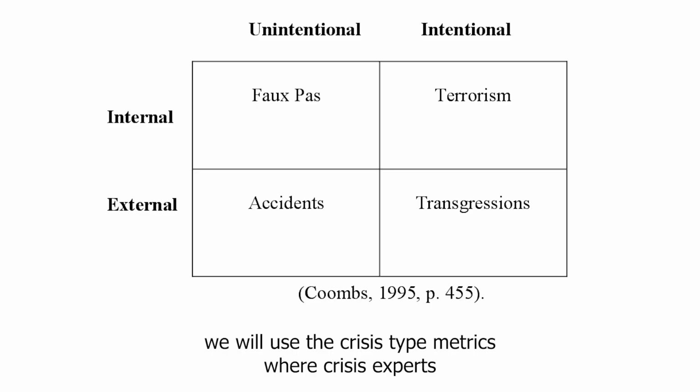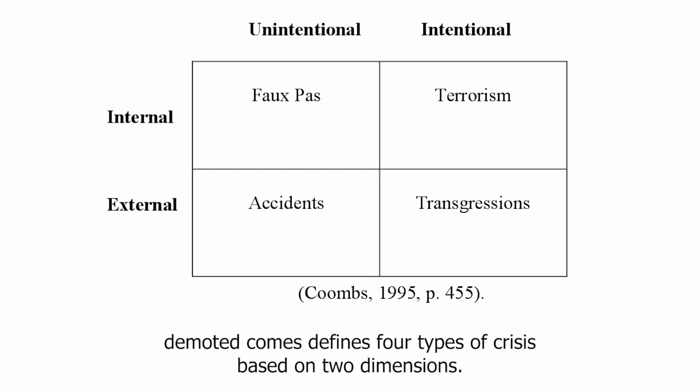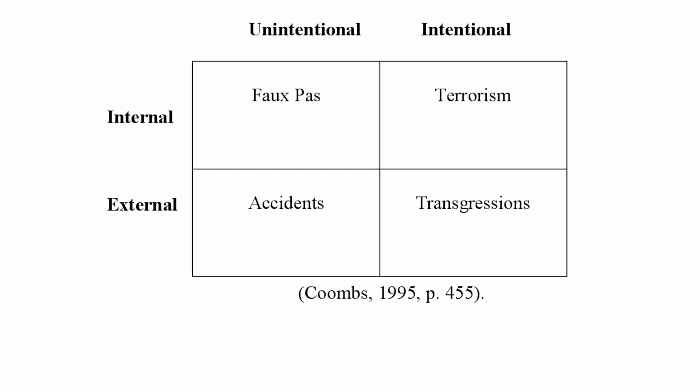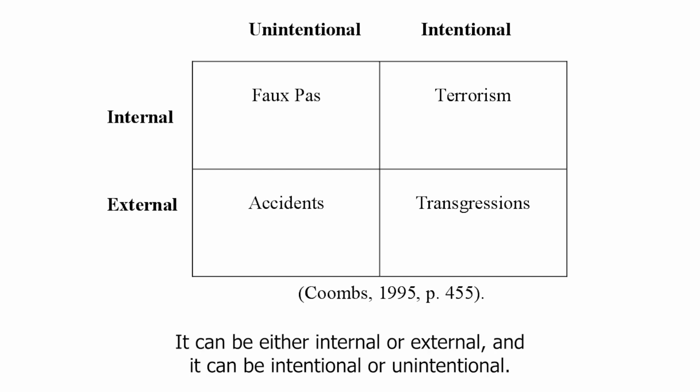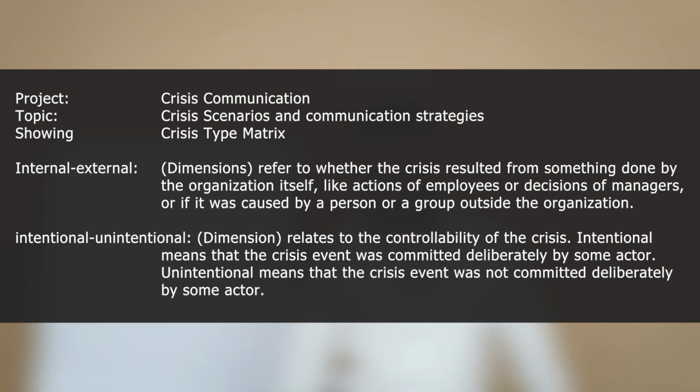In order to do this, we will use the crisis type matrix, where crisis expert Timothy Coombs defines 4 types of crisis based on 2 dimensions. It can be either internal or external, and it can be intentional or unintentional. The internal-external dimension refers to whether a crisis resulted from something done by the organization itself, like actions of employees or decisions of managers, or if it was caused by a person or a group outside the organization.